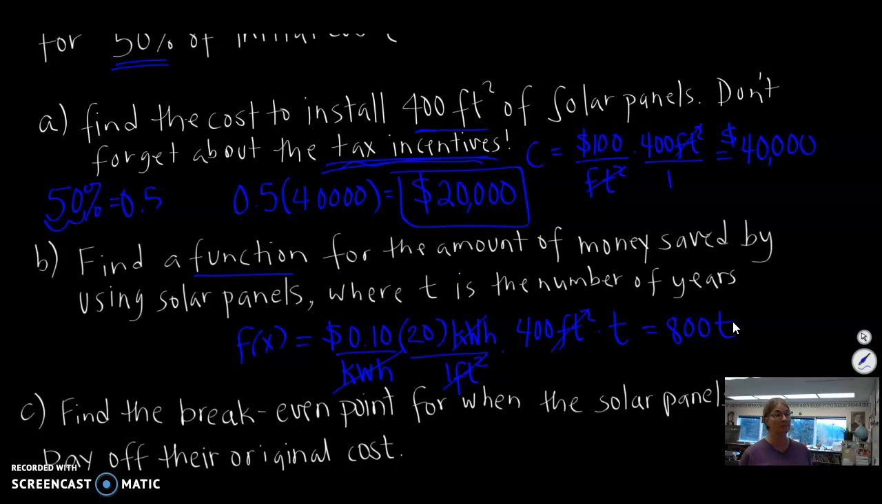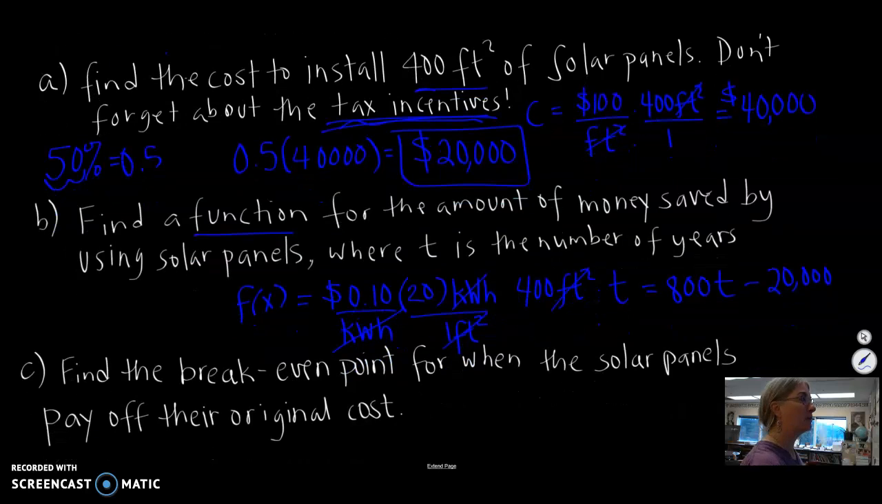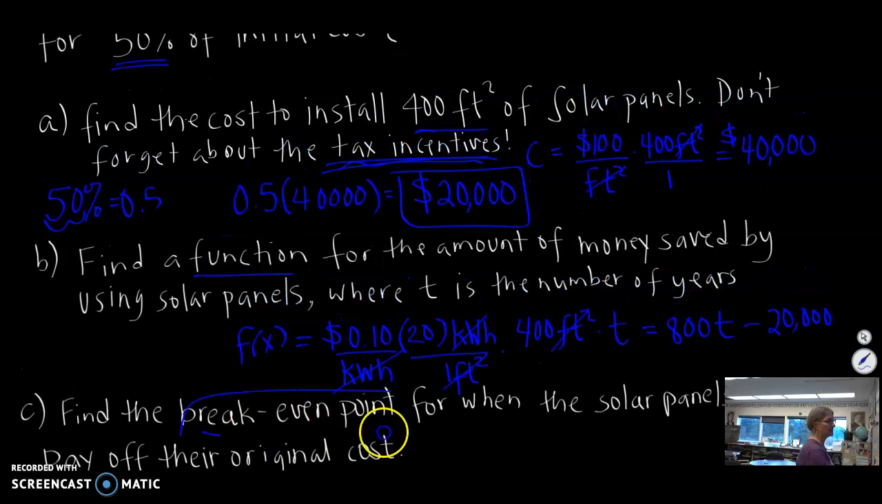But remember, our upfront cost was $20,000. So our savings is going to be 800T minus 20,000. And then what we want to do in part C is figure out our break-even point, which means we're back to square zero, and after that point we're going to start saving money. So we're looking for a break-even point.